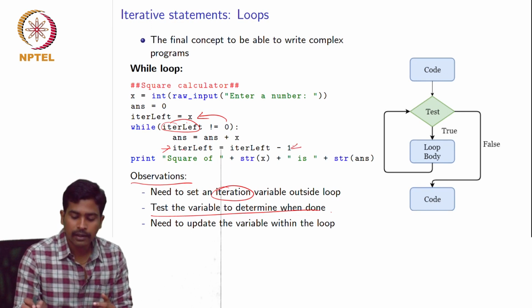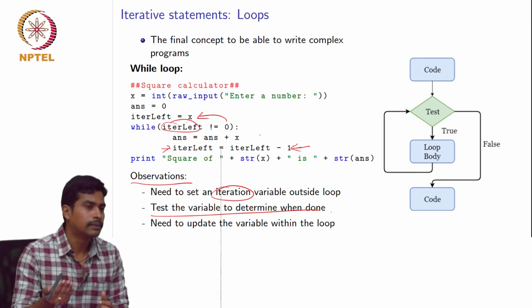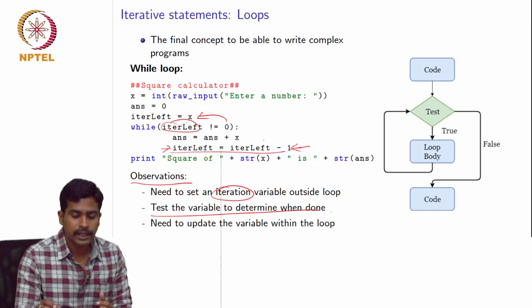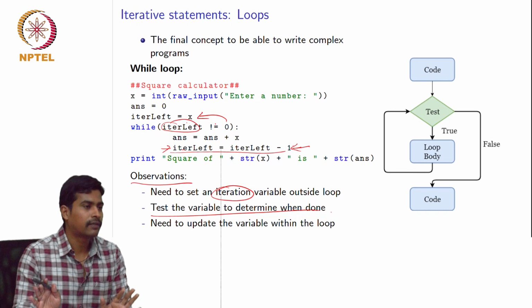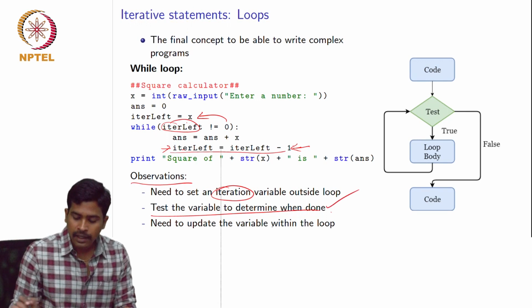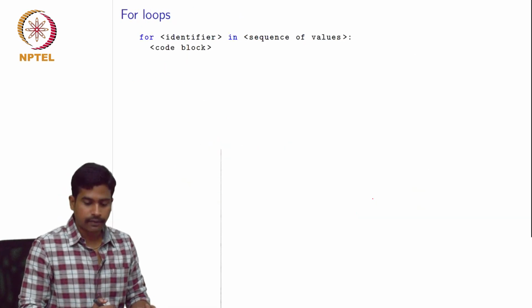For example, if you don't decrement here, whenever you check the condition, it is always going to be 3, right? So 3 is not equal to 0, this is always true. So what happens is this while loop goes into an infinite loop. In order to avoid that, you always have to make sure your test variable will fail at some point of time. If it does not fail, the program is going to execute an infinite number of times. So that is the second observation. These are the observations I want you to make in the case of a while loop.